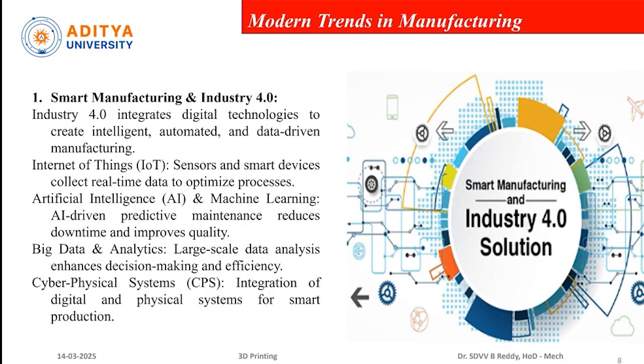Simply, you can say that smart manufacturing includes sensors, IoT, these types of things. And how about Industry 4.0? Here in Industry 4.0, it integrates the digital technologies to create intelligent, automated, and also data-driven manufacturing. And the Internet of Things, like sensors and smart devices, collect real-time data to optimize the processes.